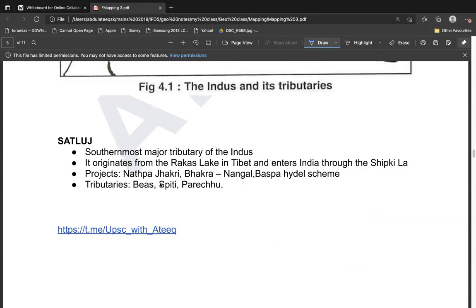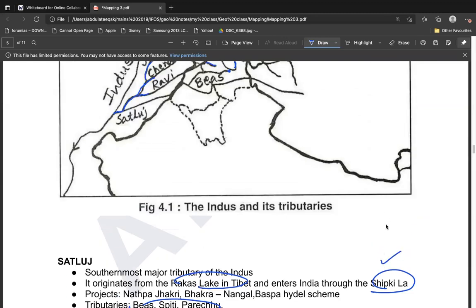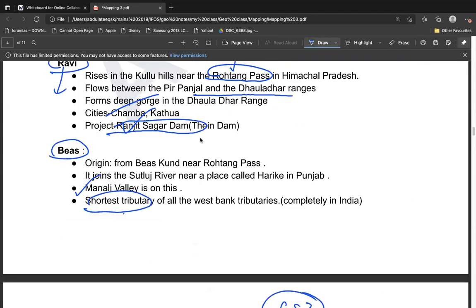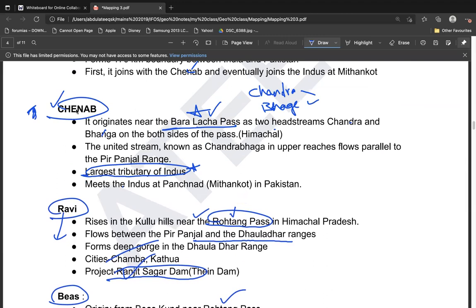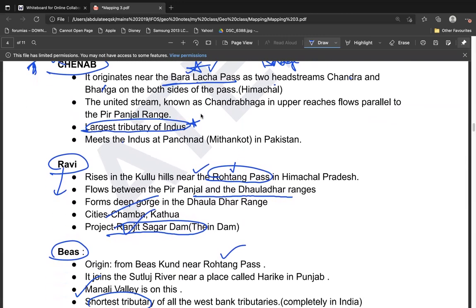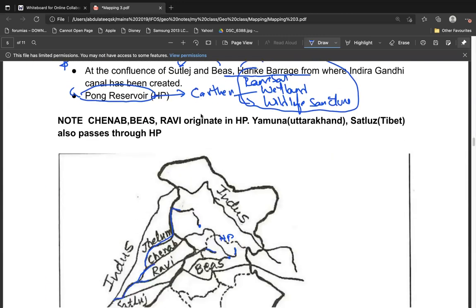Then we'll move to the Satluj. You need to remember important tributaries of the Satluj, Bias, Spiti, and the Parechu. Okay, it originates in the Tibet region. Please know this point, and also from the Shipkila Pass. So please know from which pass which river is originating. This is the Shipkila Pass, and here you have the Rohtang Pass for the Bias, and also the same for the Ravi, and for the Chenab, it is the Baralacha Pass. Okay. So these are the points that you need to remember.